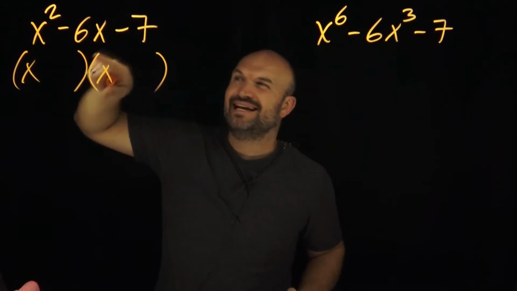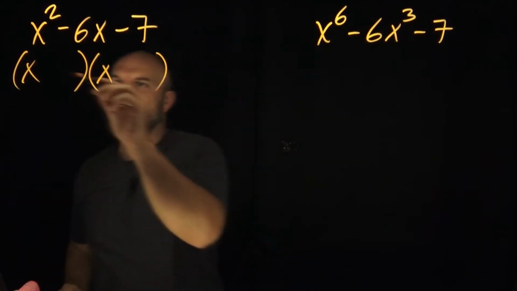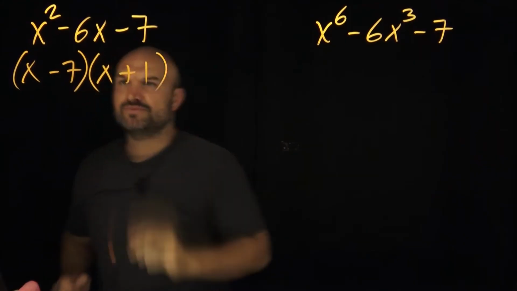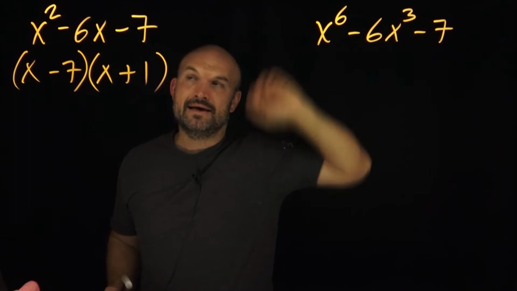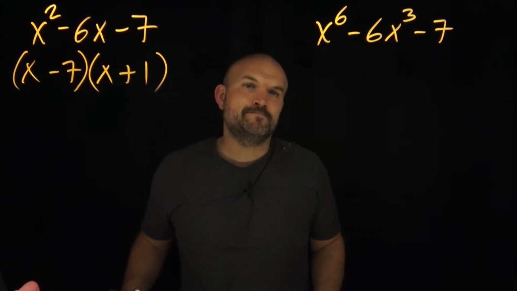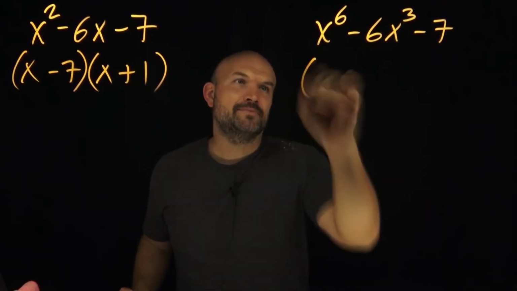So that means one has to be positive, one has to be negative. Since my middle term is negative, the larger of my factors has to be negative. So that's going to be a -7 plus 1. So that is the factored form on that. Now this looks very similar to that, but it's not the same. But you know what? Who cares? Let's just go ahead and write it out.